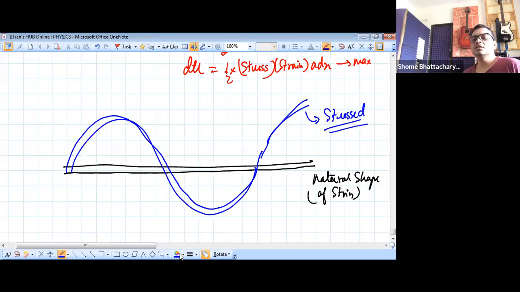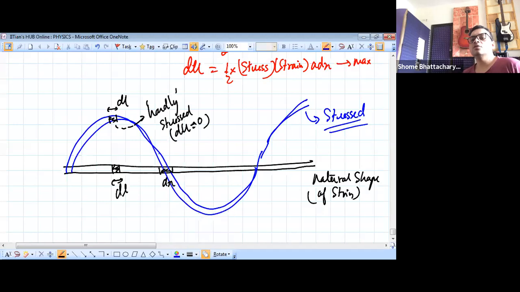Now, as it is stressed, you will see that the section which was dl here has reached here, and it is still dl. Okay. So this is hardly stressed. So that section's potential energy is tending to zero. Whereas the section which was here, suppose of length dx, now has become like this. It has become something which is root of dx square plus dy square.